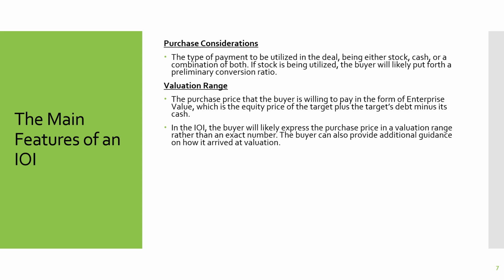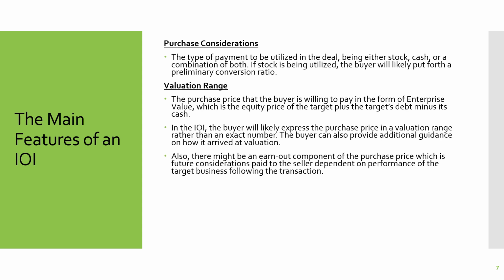In the IOI, the buyer will likely express a purchase price and a valuation range rather than an exact number. The buyer can also provide additional guidance on how they arrived at the valuation. Also, there might be an earnout component of the purchase price, which is future consideration paid to the seller depending on the performance of the target business following the transaction.